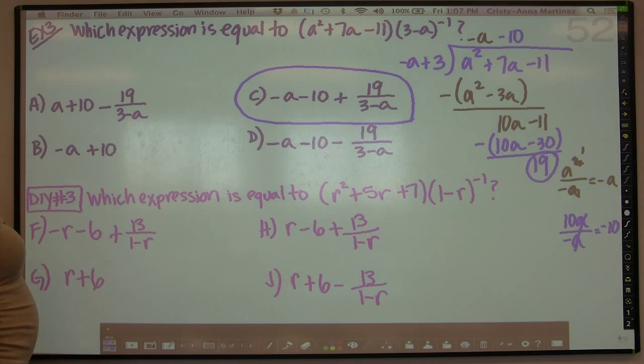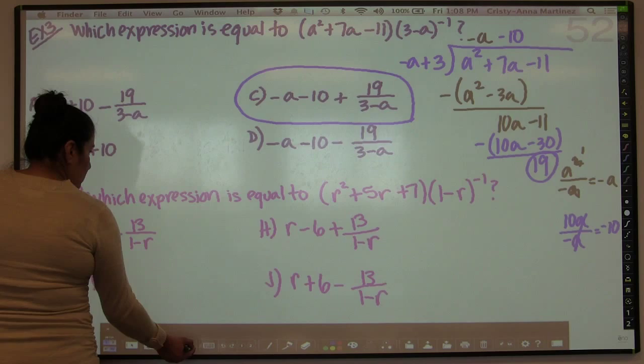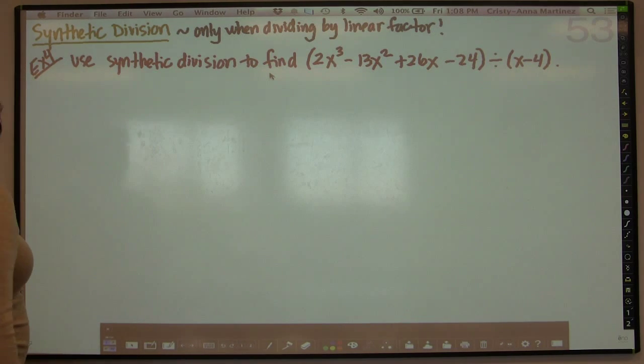And now you'll try to do it yourself, number 3, and then we will move on to the next little guy. And the next little guy is something that I think you'll actually enjoy, and it's something that we call synthetic division. And long division can get kind of, well, long. And so synthetic division actually allows us to do division a lot faster and in a lot less space.